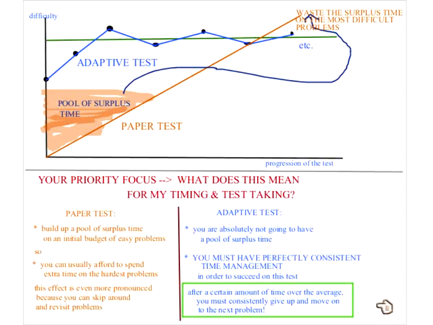Remember, you can't be a perfectionist. So we're gonna talk about what these limits should be on the next slide. But everybody give me the smiley face if you respect these differences between paper tests and adaptive tests.